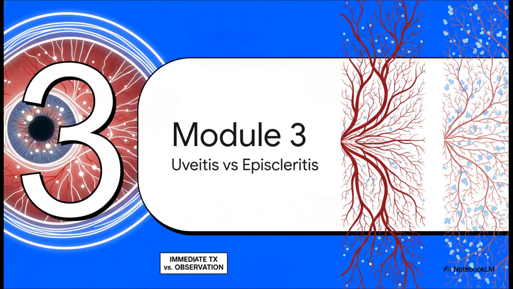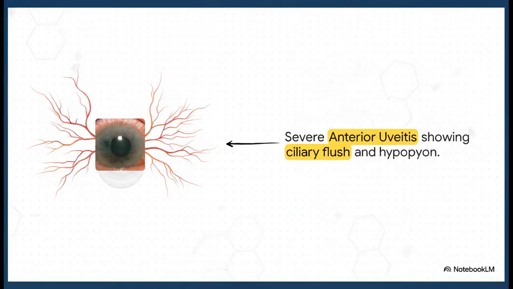Finally, Module 3, anterior uveitis versus episcleritis. Transitioning to the anterior segment, we really need to contrast deep uveal inflammation against superficial, benign irritations. Look at this image. Note the intense, concentrated conjunctival injection right adjacent to the cornea. That's your ciliary flush. And check out the highly visible hypopyon, which is that distinct layering of white blood cells sitting right there in the anterior chamber.